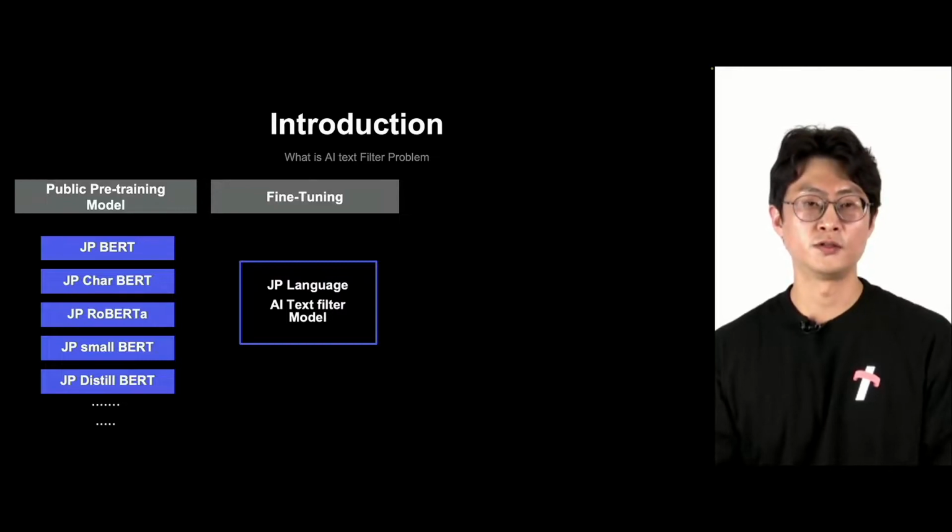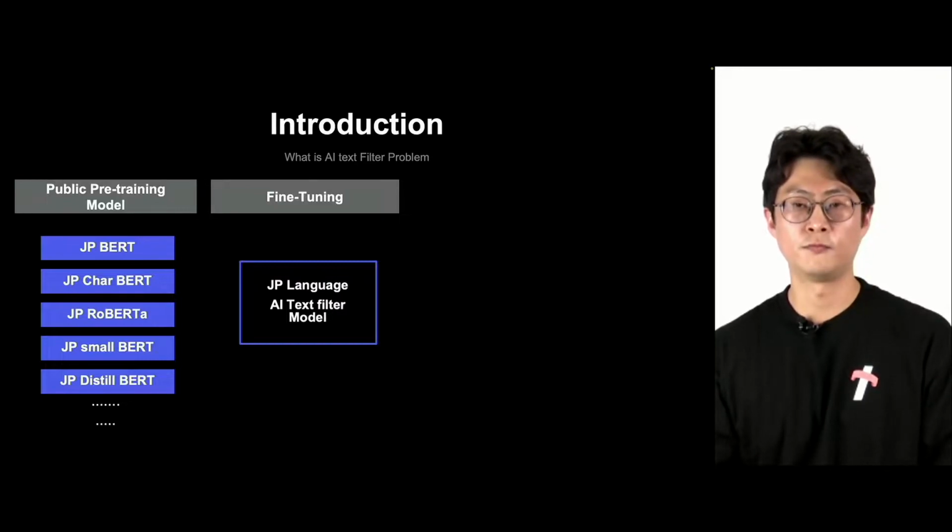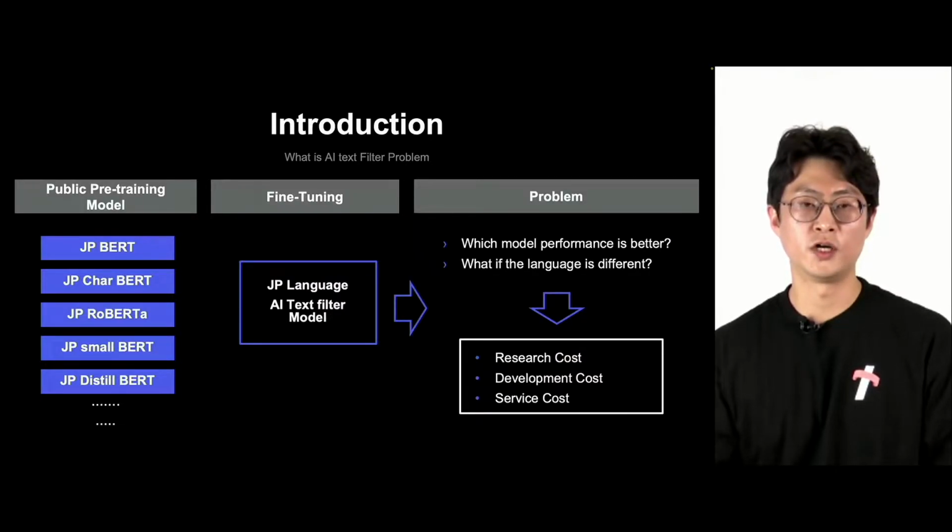First of all, in order to improve the AI text filter model, we have to choose one model from the public pre-training models, which are written in a single language. And then we have to train the filter model according to the task. Out of the many public pre-training models, we do not know which model has the best performance. And when we change from the existing language to another language, we do not know which model is the optimal model. So it requires overall a very high service cost.